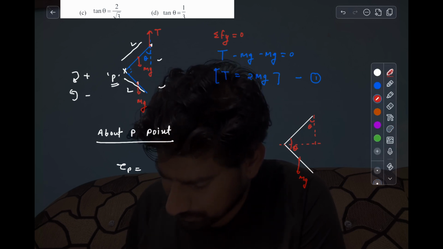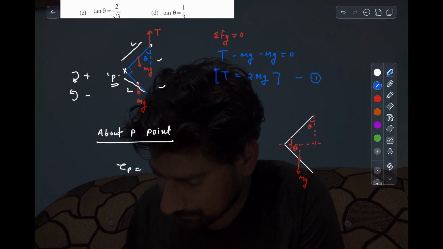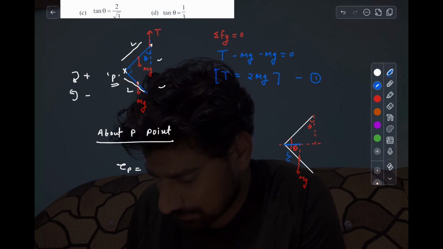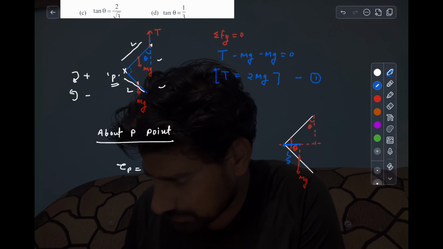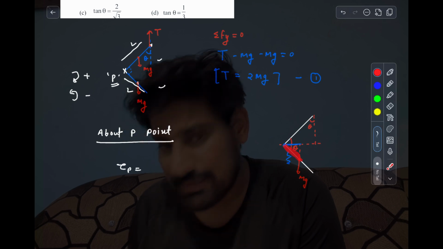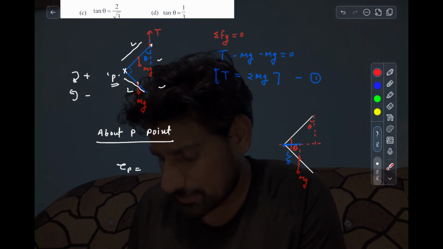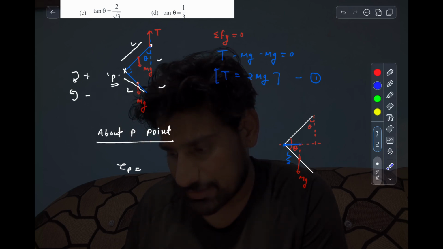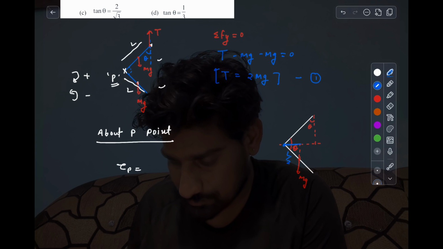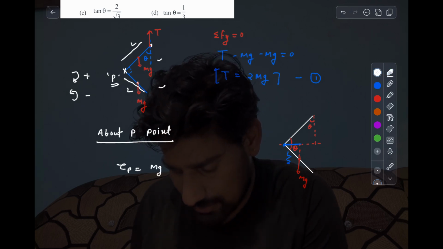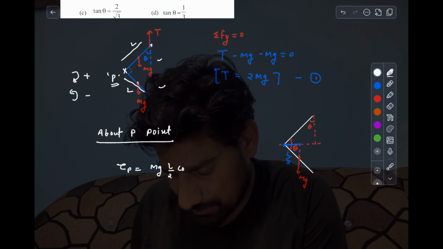So then the perpendicular distance, if I extend this force, then this will be the perpendicular distance, isn't it? This much is the perpendicular distance, and this distance is L by 2. Let me highlight it. This point to this point distance is L by 2, correct? So if I take this distance, then that distance will become L by 2 cos theta. So then I can say the torque about the P point is mg times L by 2 cos theta.